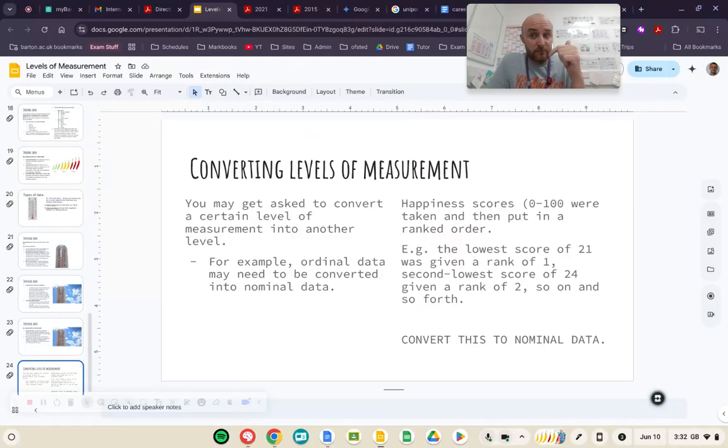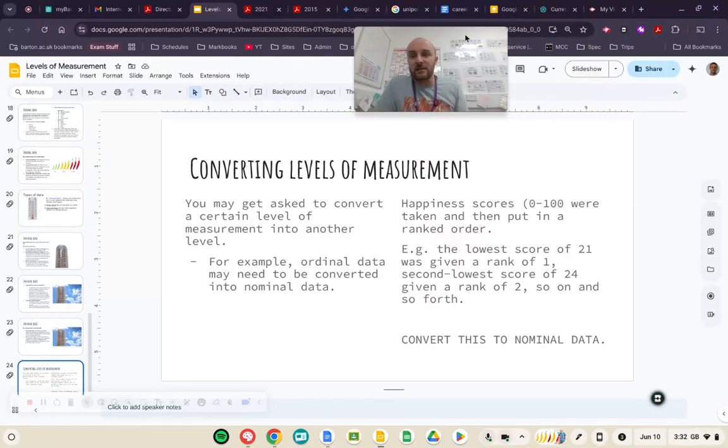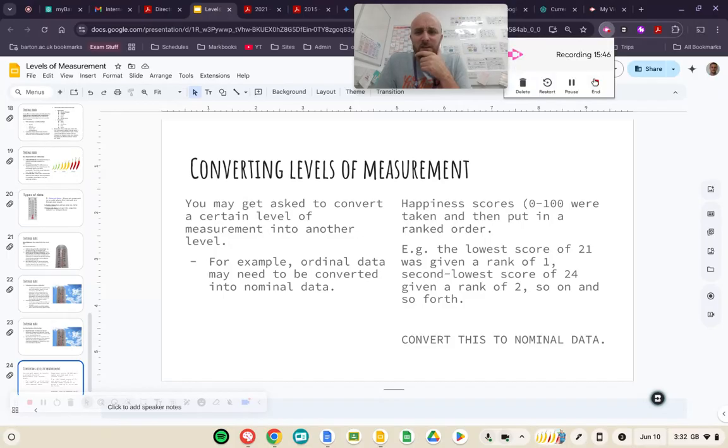That is levels of measurement. I think that's pretty much everything you're going to need to know.